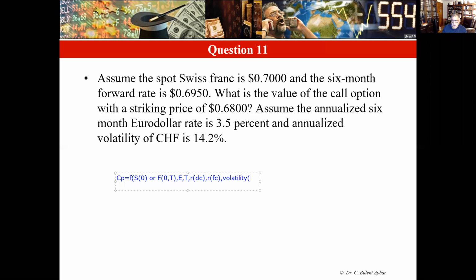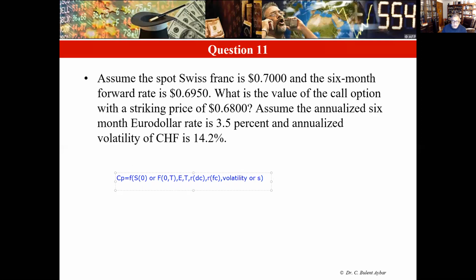Volatility, or let's say standard deviation, is expressed with this symbol S. So the call option is a function of either spot price or forward price, exercise price, time to expiration, domestic and foreign interest rates, and volatility.